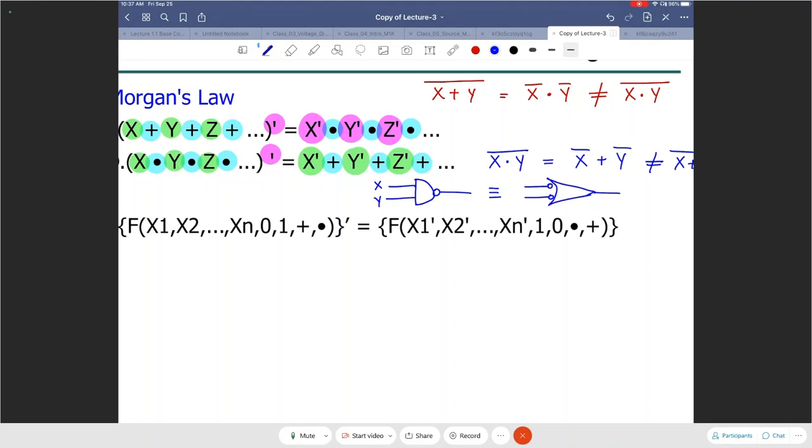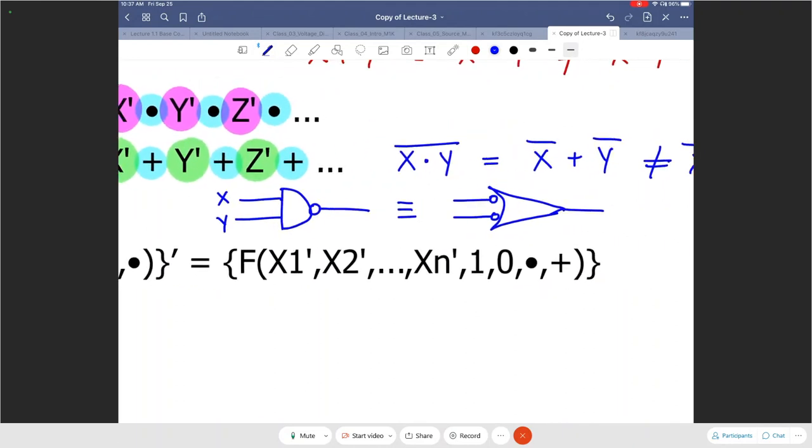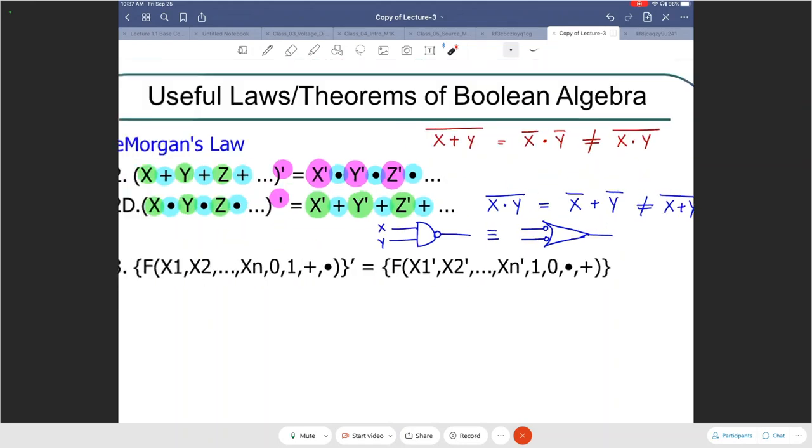Now, a really easy way to look at this is, imagine these bubbles are getting pushed through the OR gate and they appear on the output side. So these bubbles, as they push through this OR gate, they appear on the left, on the output side. And while they are getting pushed through that OR gate, the OR gate also gets complemented to AND gate. So it's a convenient way of looking at it. But that's De Morgan's law.